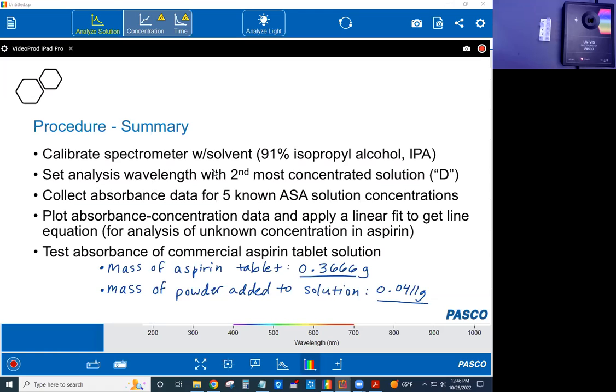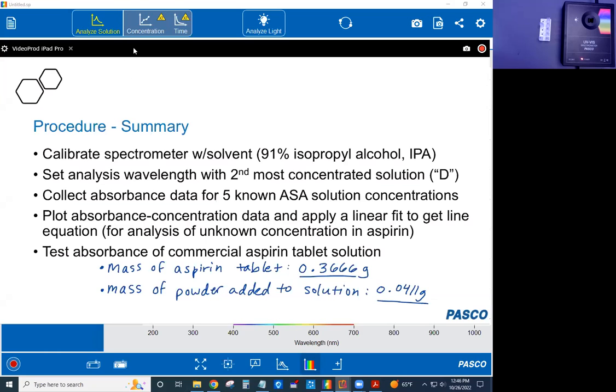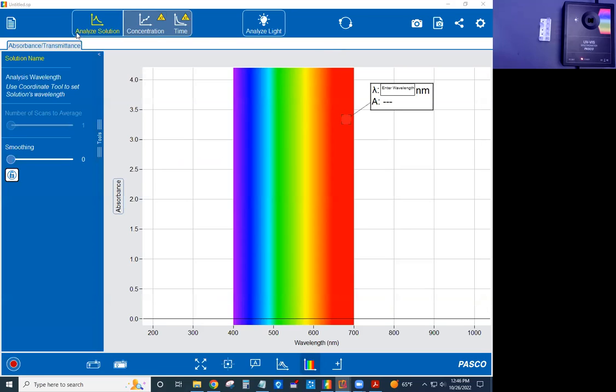Okay, so I'm going to do the procedure here. And again, like I said, there is a write-up, and I'll show you where to find that lab write-up as we move along here. So the first step is to calibrate the spectrometer with the solvent. Remember, the solvent was 91% isopropyl alcohol. Let me do that. Okay, so my spectrometer is connected.